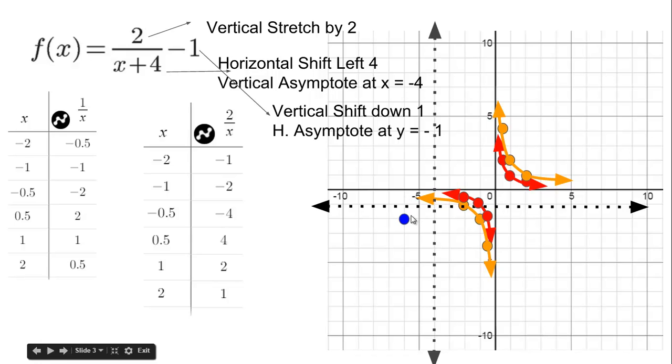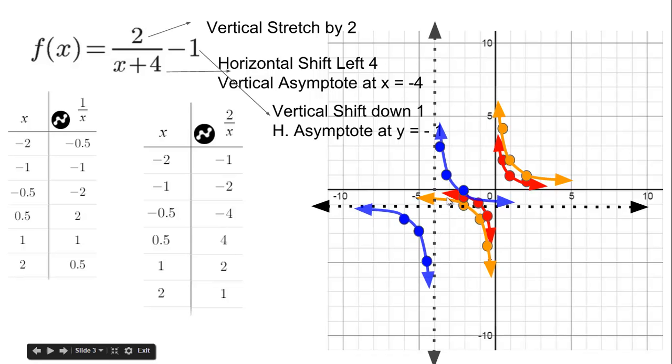that's not the best point there. But left 4, down 1. You can see what's happening. Actually, that point's fine. We're taking the orange points. I was looking at the red. So left 4, down 1, left 4, down 1, and so on for each point.